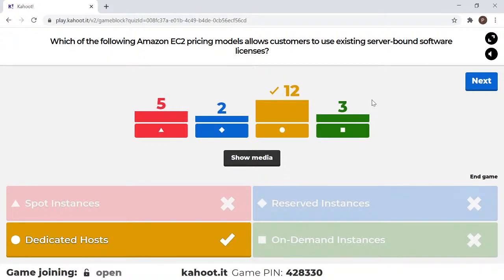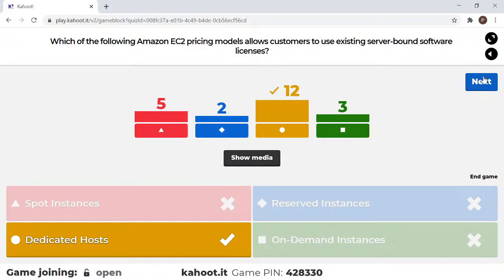Yes, dedicated host is the right answer because it is a server-bound software license. It has to be on a specific physical server, and dedicated host is a way that you can get a physical EC2 machine allocated to yourself. Spot instance, reserved instance, on-demand instances all have a shared tenancy, so you will never be able to get your VM on one specific machine.